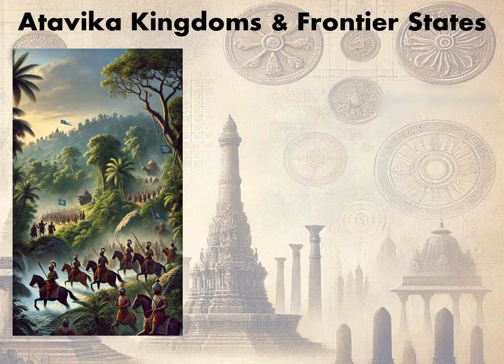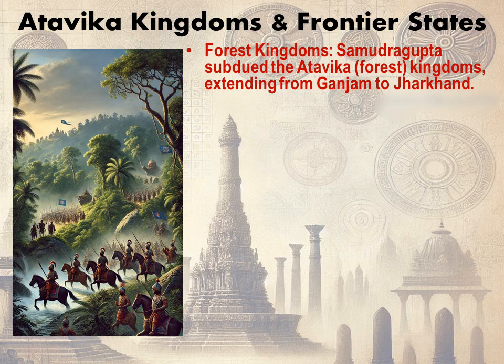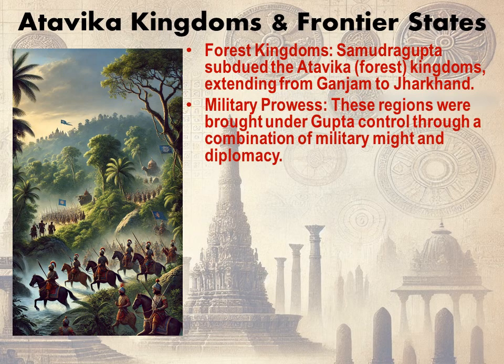Atavika kingdoms and frontier states. What were the Atavika kingdoms? Who were the frontier states? Samudragupta subdued the Atavika, means forest kingdoms extending from Ganjam to Jharkhand. So all the forest kingdoms from the area of Ganjam up until the area of Jharkhand were subdued and brought under his dominion. These regions were brought under Gupta control through a combination of military might and diplomacy.